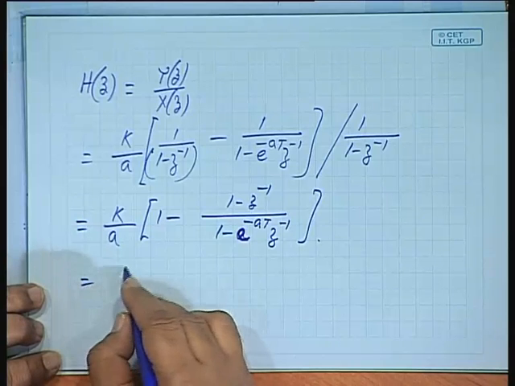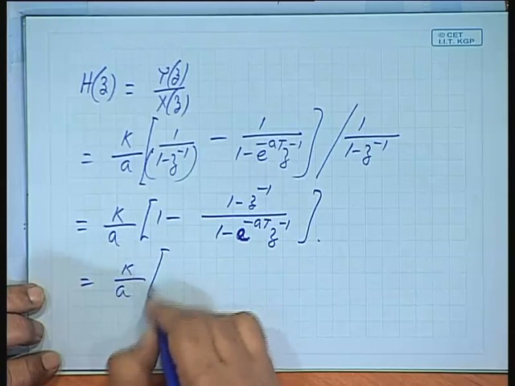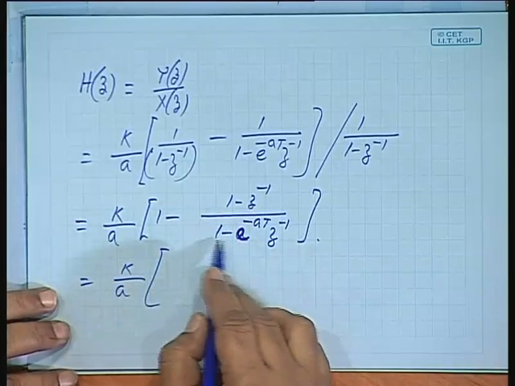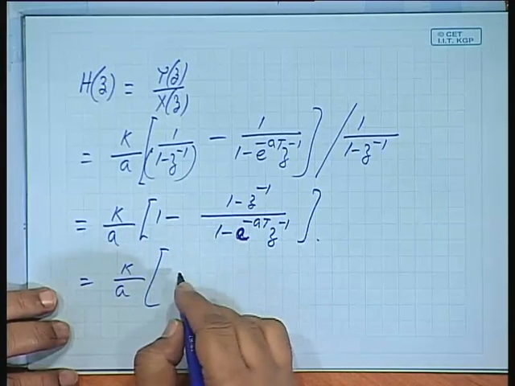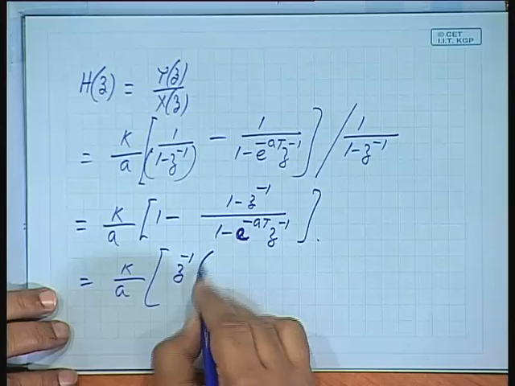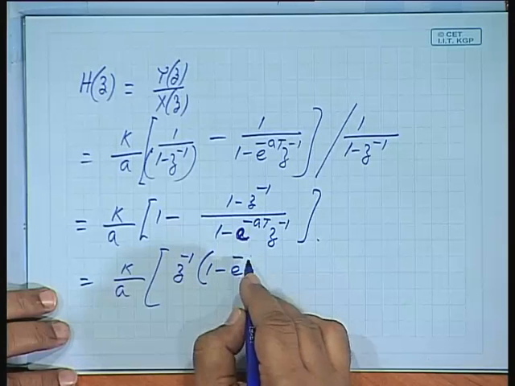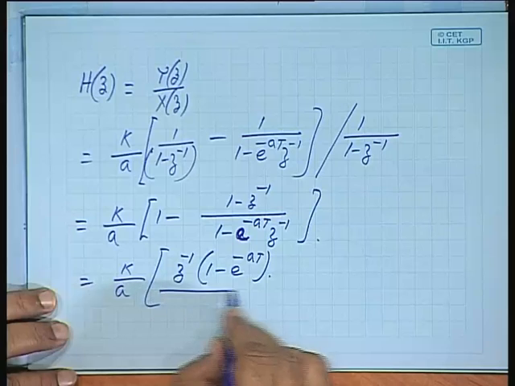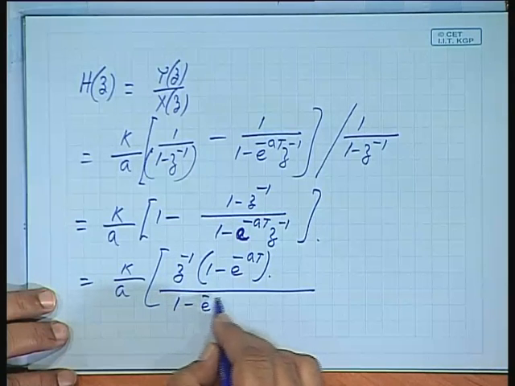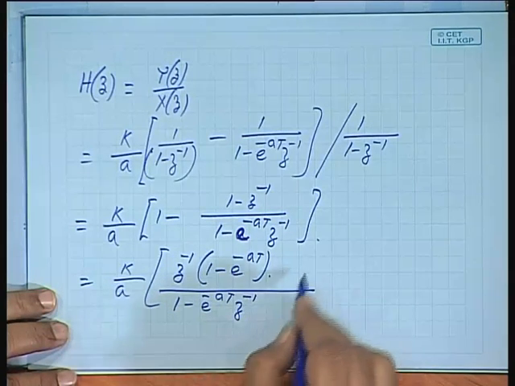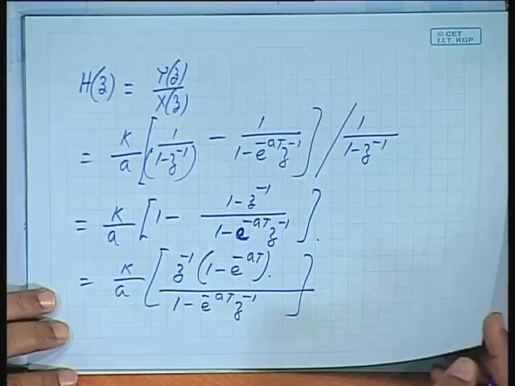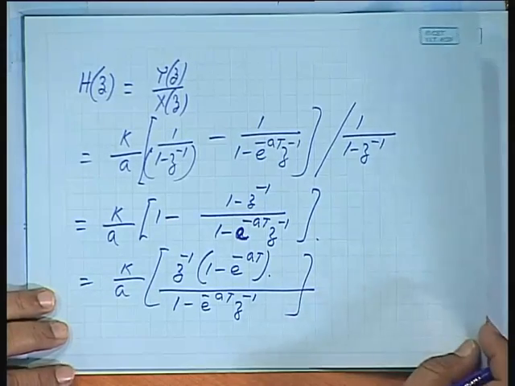Is that all right? K by a, so 1 will get cancelled, giving minus e to the power minus aT, Z inverse into 1 minus e to the power minus aT. Check if this is all right. So this is the step invariance transfer function.